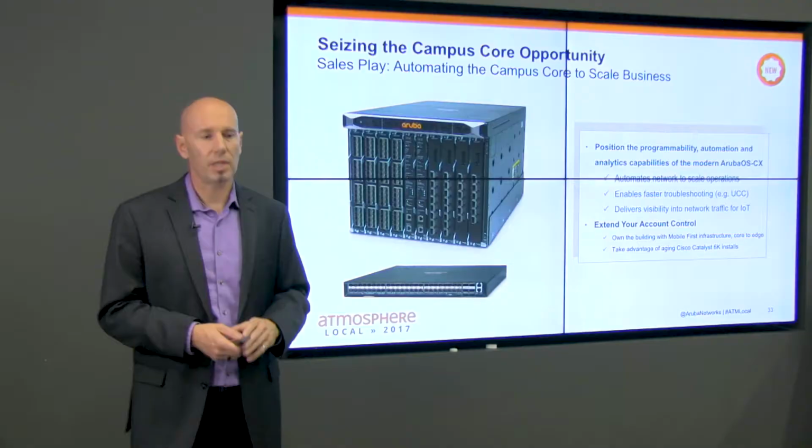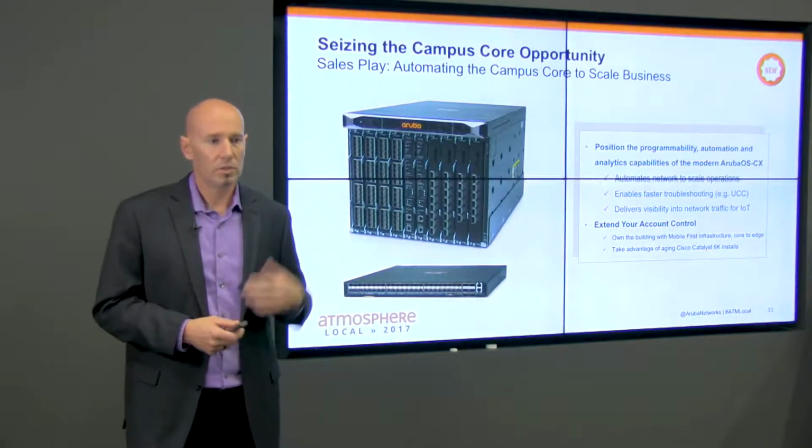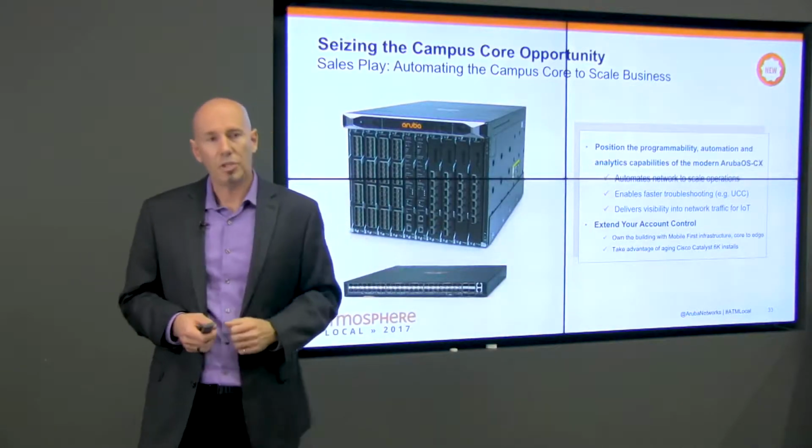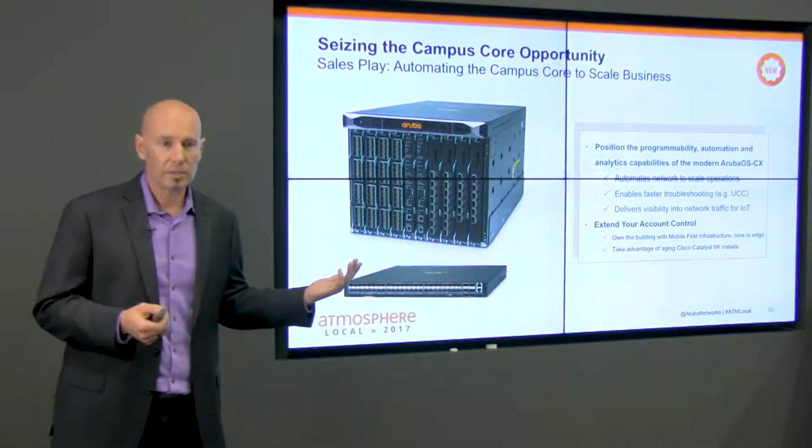So first, how do you sell the campus core? This is where you come into play with the Aruba 8400. It allows you to own the building. In the past, you could deploy the edge of the network, whether it's our access switches, wireless, but you were typically relying on, let's say, a Cisco Catalyst 6K to deploy the core of the network. So with the 8400 and 8320 now, you can ultimately own the building.